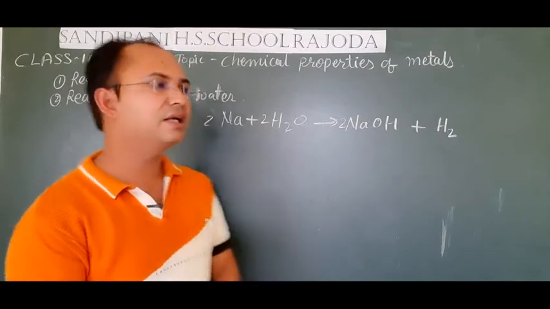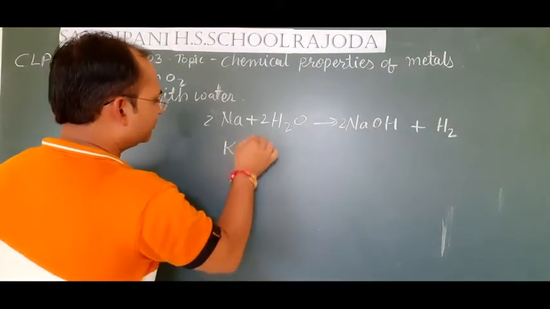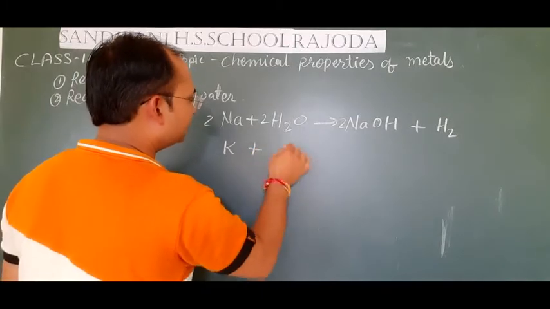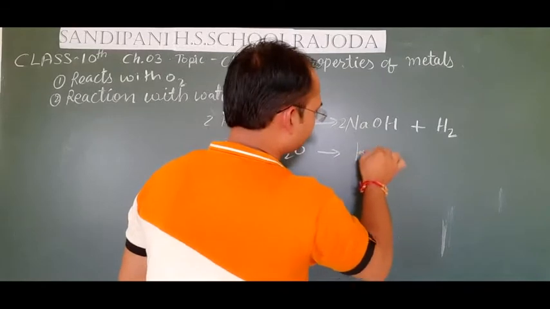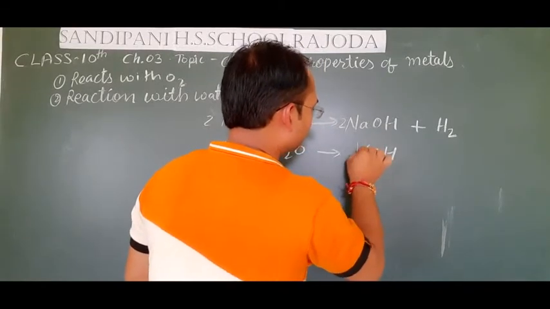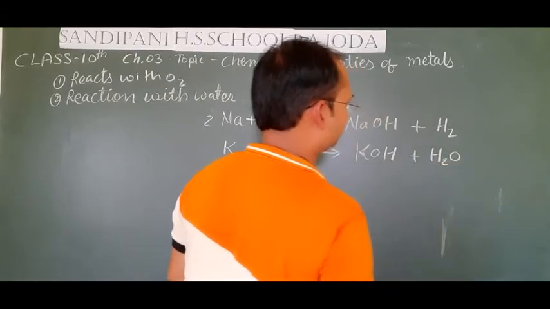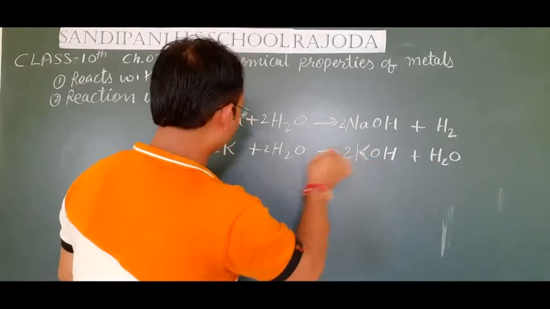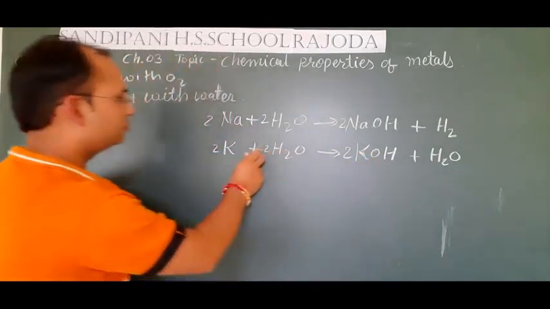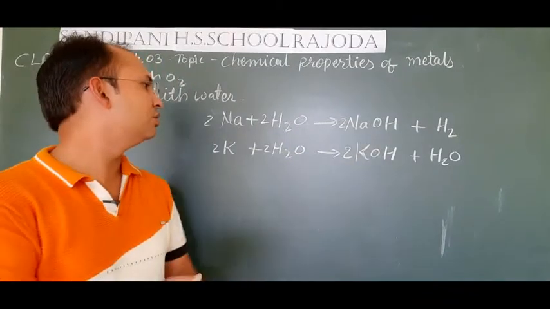Let's see the second reaction, a reaction with potassium. The same reaction takes place with potassium, that is K plus H2O gives KOH, and it also produces H2. If you balance this reaction, so 2 and 2 K, 2 to the 4 hydrogen, 2 and 4 hydrogen, 2 oxygen.